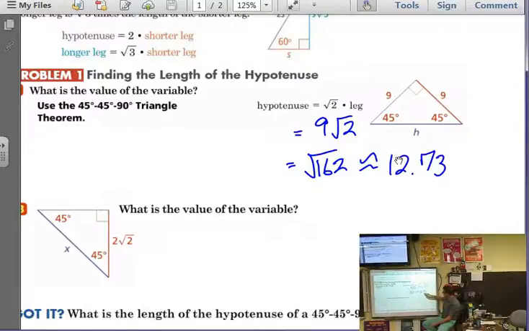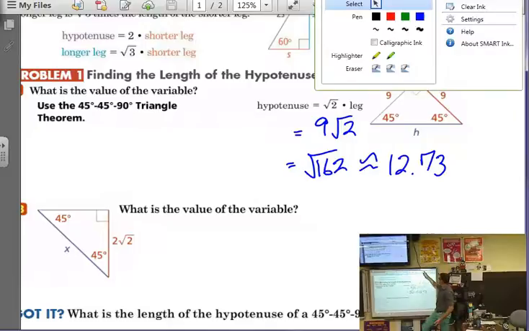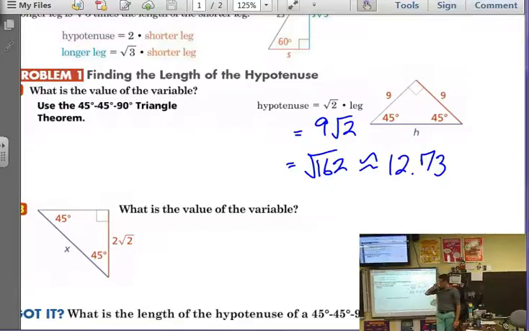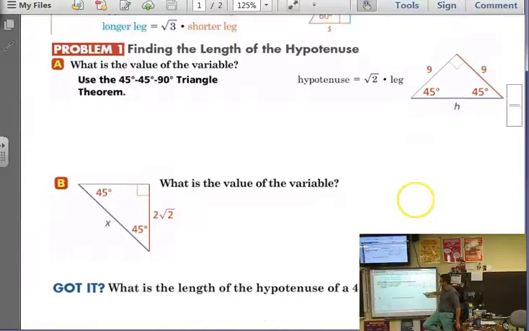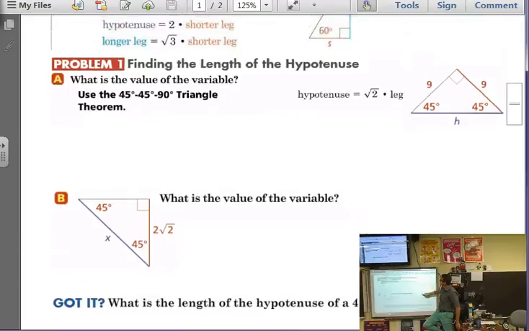12.73 if I round. So try B on your own, which should make your life a whole lot easier if you realize how the radicals work together. Wait, was that 12.3? I'm confused. I got 12.7279220. So 12.73 approximately.